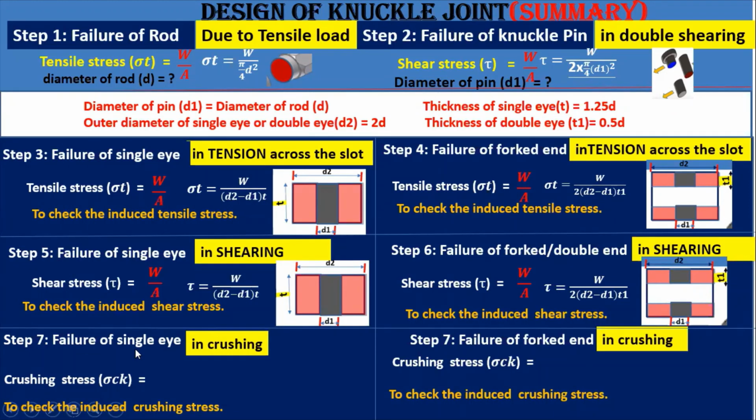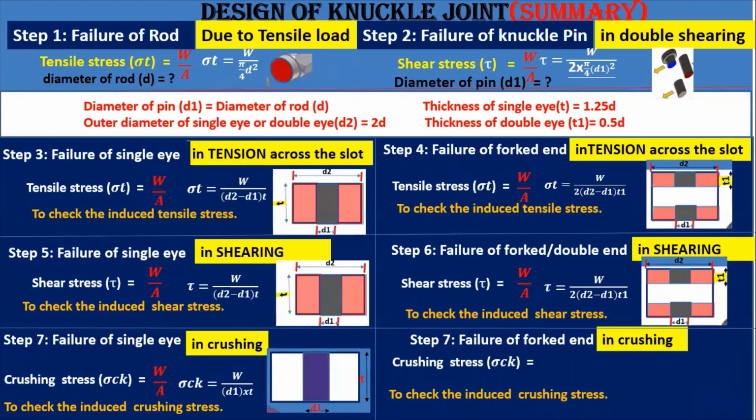Next is the failure of single eye in crushing. Here also it is load upon area. The crushing area is D1 into T. You can see it here, right? But the failure of double eye in crushing is again load upon area. But here you can see W over 2 into D1 into T1. Why am I multiplying by 2? Because there are 2 eyes here.